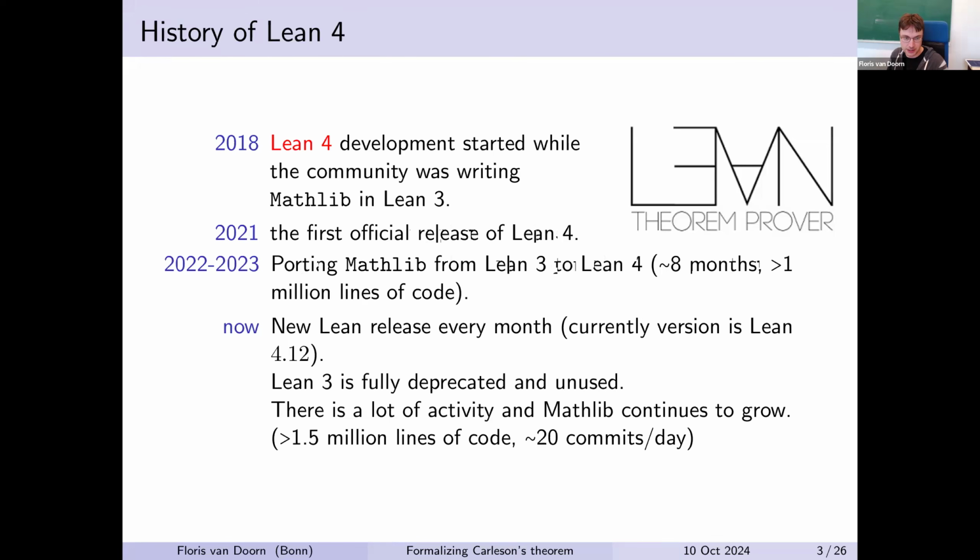And now we're in a very happy state where every month there's a new release of Lean with exciting new features. Almost nobody's using Lean 3 anymore, and there's still a lot of activity in Mathlib. Mathlib continues to grow. It's now more than 1.5 million lines of code, and there's a lot of activity every day.